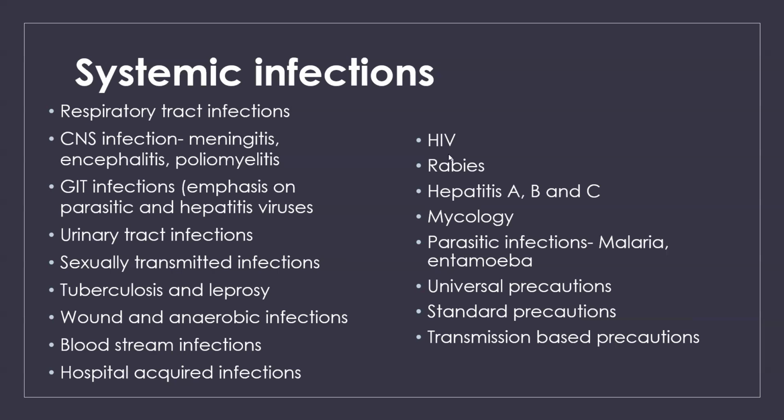And next in virology, you should read HIV. This is a very important one. At least you will be getting 2 marks questions from HIV. And next, rabies. From rabies, you'll be getting pathogenesis, and most of the times a question on the vaccination part, like post-exposure prophylaxis of rabies or vaccination schedule. They will ask you to write. Next, hepatitis A, B, and C.